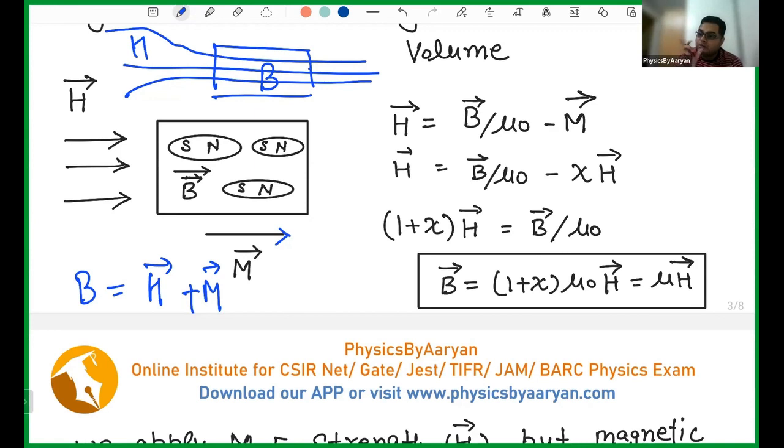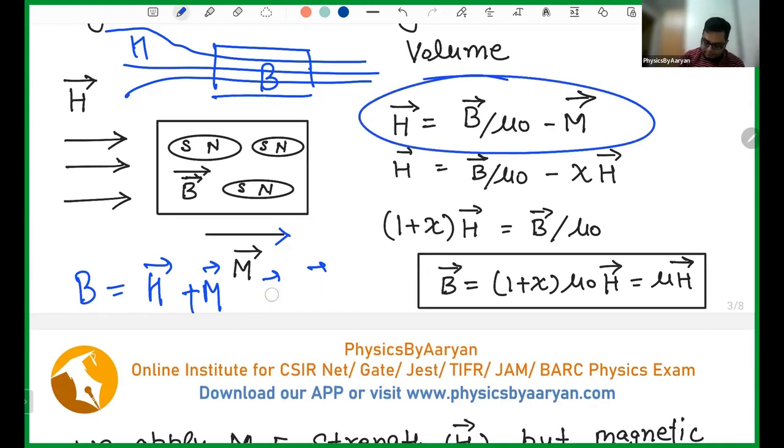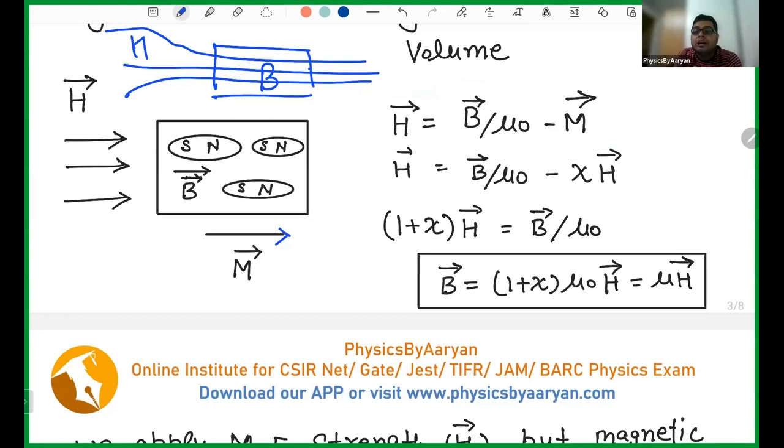So B is the effect of H plus the effect of M, or you can say the effect of H is equal to the effect of B minus the effect of M. In order to keep the unit the same, you have to divide B by mu naught. That is very important, because in this entire theory, mu naught is the only thing that includes the features of the material. If it is iron, aluminium, gold, whatever it is, that is defined by the term mu naught. So H equals B by mu naught minus M.